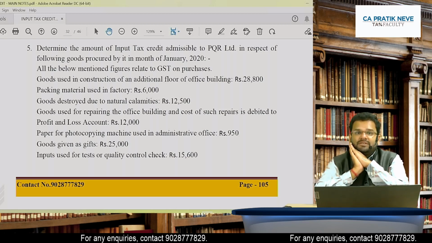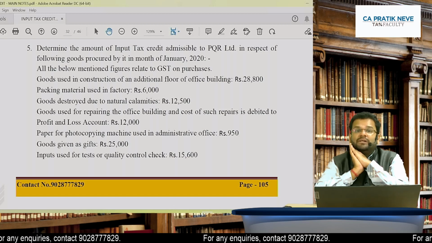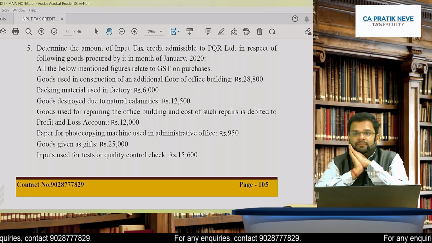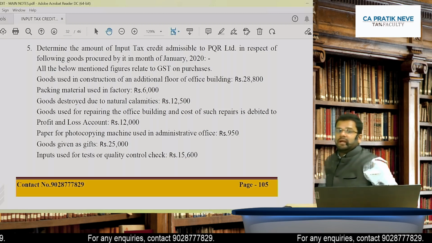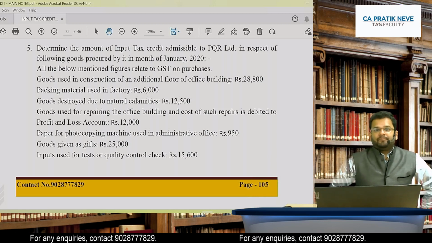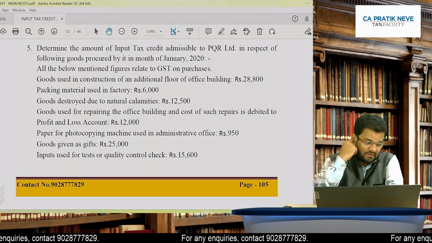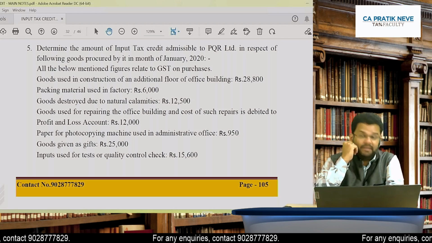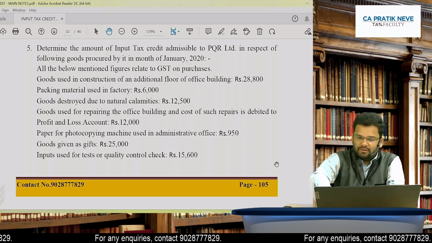Goods given as gifts, no ITC. And lastly, inputs used for test or quality control check, ITC will be allowed. So now take the total and tell me, Rohit, what is total ITC allowed? $34,550 is the final answer. Very good. I can see many of you have answered it correctly. Wonderful. Let's go ahead.